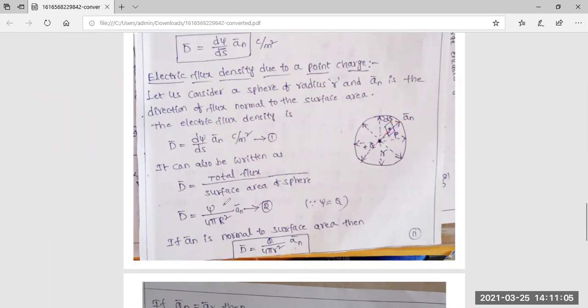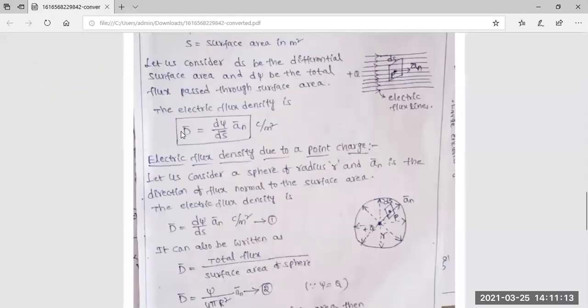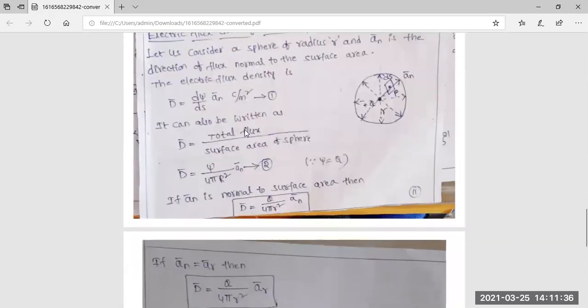This is about the electric flux density due to a point charge. Take the previous formula: D bar is equal to d psi by ds bar into an bar, coulombs per meter square. d psi is the differential flux, ds bar is the differential surface area, an bar is the unit vector normal to the surface area. Normal to the surface area means flux direction and surface area are perpendicular. This is assumed as equation 1.